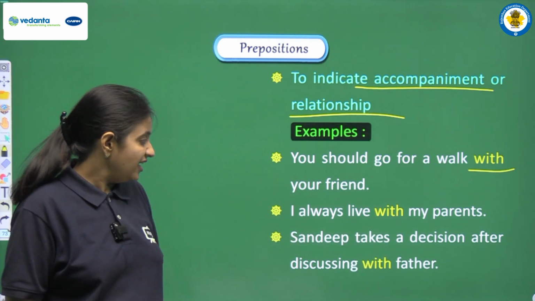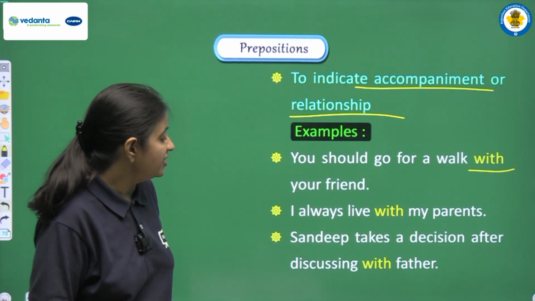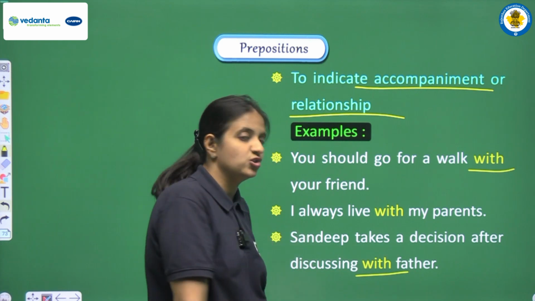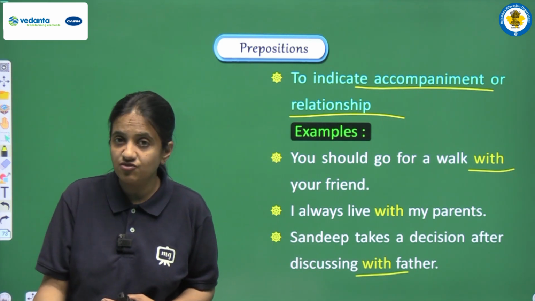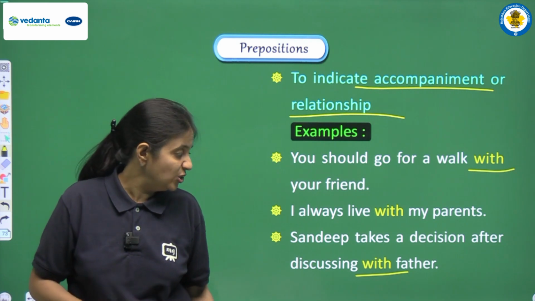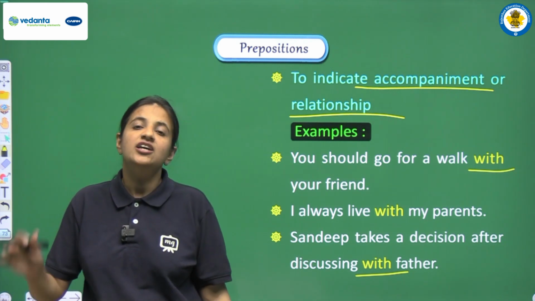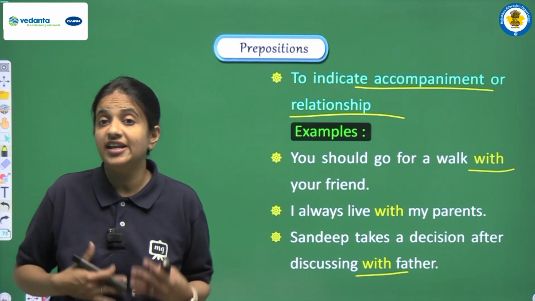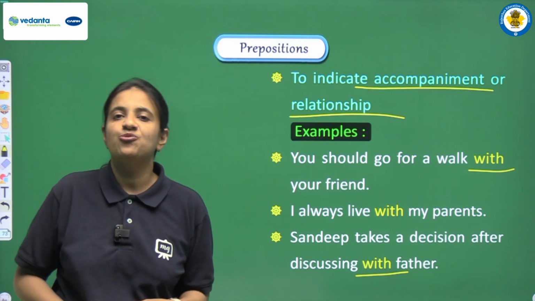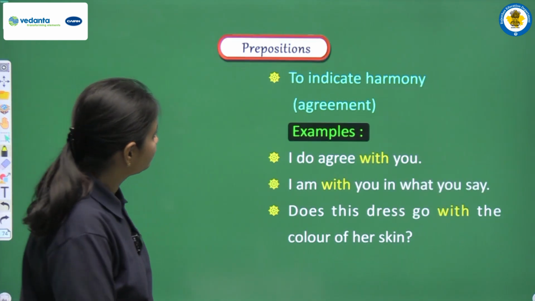Next, Sandeep takes a decision after discussing with the father. So here we are saying that first of all, he discussed everything with his father and then only he took any kind of decision. Okay. So when we are trying to show accompaniment, when we are trying to show some kind of relationship, then yes, we can use with in a sentence.